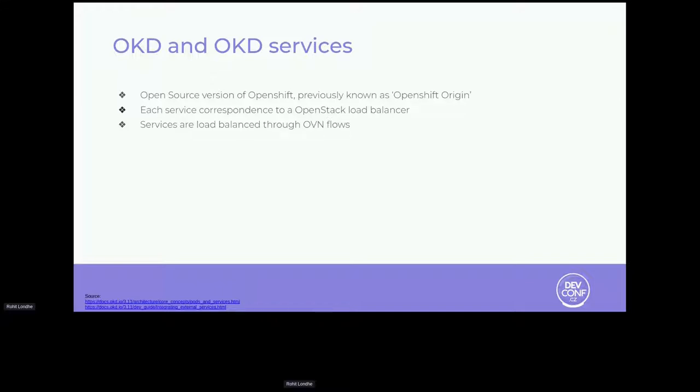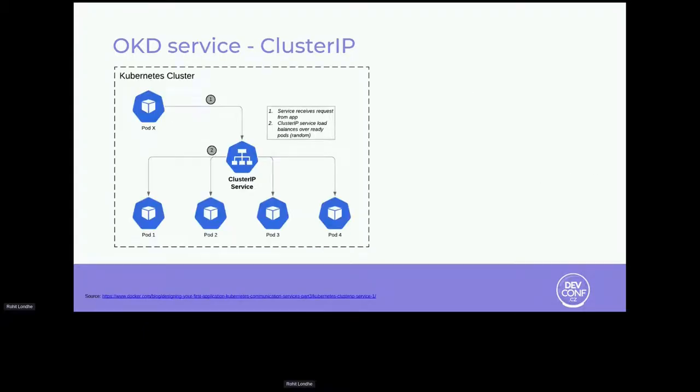After implementation of Kuryr, what we are going to see is that each OpenShift service gets a corresponding load balancer. The load balancing actually happens via OpenFlow rules, as I already said, using the OVN rules. So this will be the most interesting part that we are going to see in the demo section. Moving to the next slide.